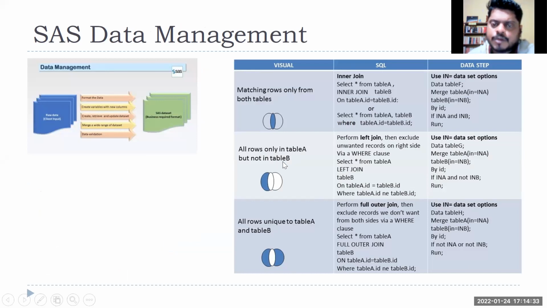All rows only in table A but not in table B, right? Whatever information is available in table A and common information in B, let it be there, and other information be thrown away, right? This is full outer join, except the common part, keep everything, right? So that is the different types of join: inner join, outer join, then left join, right join, full outer join, right?